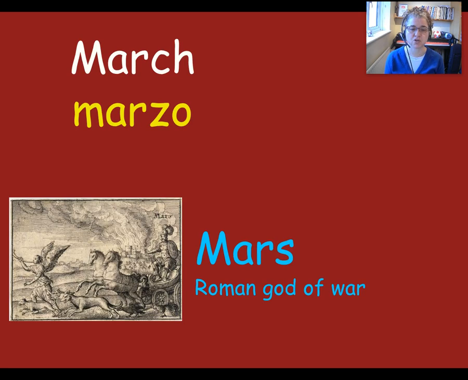And March or Marzo is named after Mars, the Roman god of war. And you can see a picture of him there. And actually, March, Marzo, was the first month in the old Roman calendar.